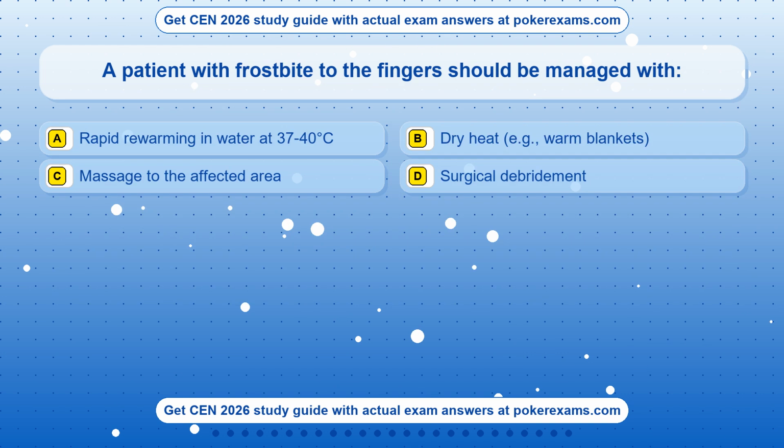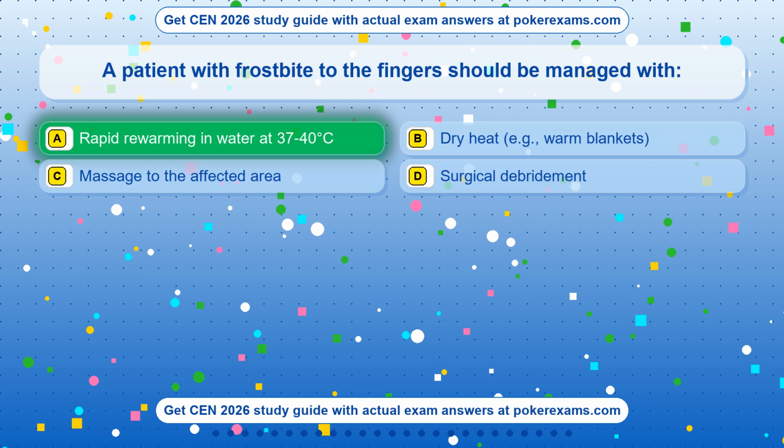Question 14. A patient with frostbite to the fingers should be managed with: Option A, rapid rewarming in water at 37 to 40 degrees Celsius. Option B, dry heat, e.g., warm blankets. Option C, massage to the affected area. Option D, surgical debridement. The correct answer is option A, rapid rewarming in water at 37 to 40 degrees Celsius.